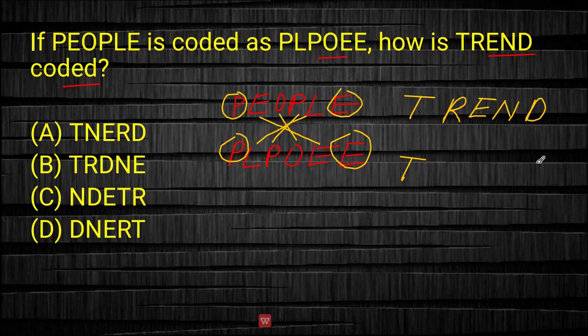So we have to write the first and last letter in the same way. Then we have to write R in this position, N in this position, and E is situated in the middle. So we can write E in the middle. So TNERD. So A is the correct answer.